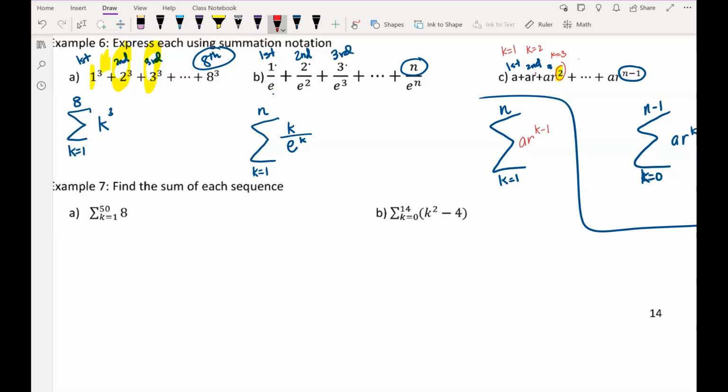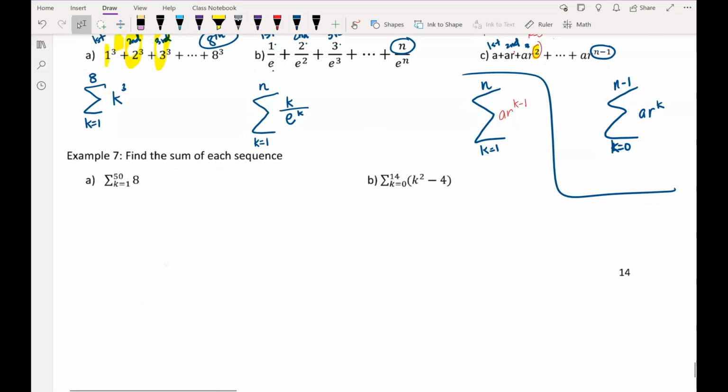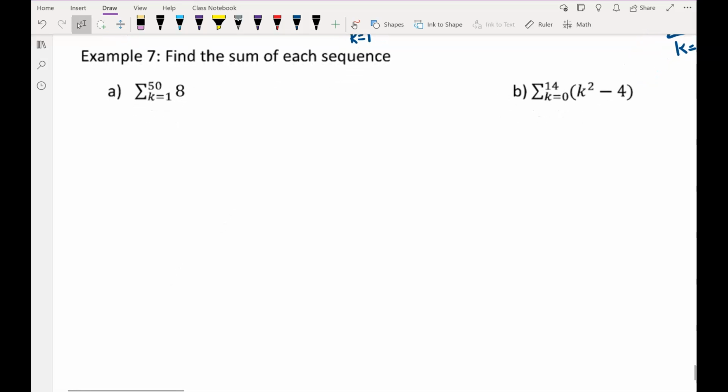Now, on any equations, you can always come up with different formulas. I just have to verify the answer myself. Example 7, find the sum of each sequence. So now we are going to use the summation they give us to find the sum. The sum means an answer to an addition problem.